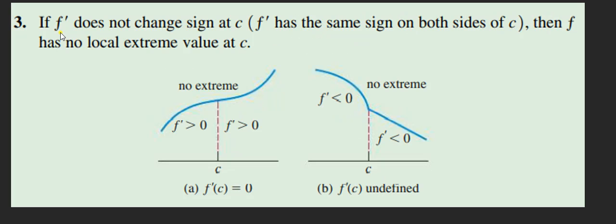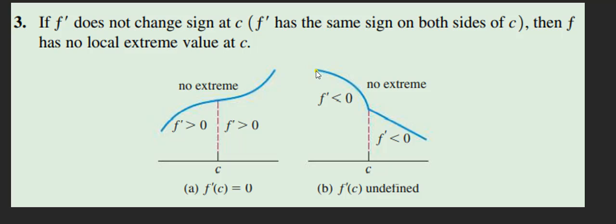Now, there could be a case when f prime does not change sign. So for example, over here, you know that f prime of C is equal to 0. However, f prime is positive before C, and after C, f prime is positive as well. So which means that it will be increasing. So there's no relative min or max.